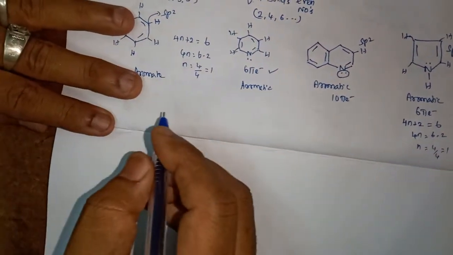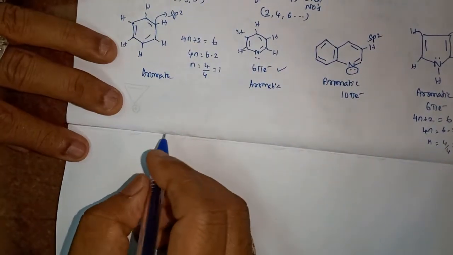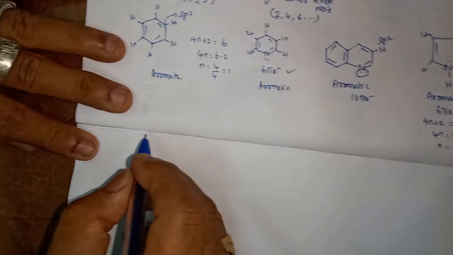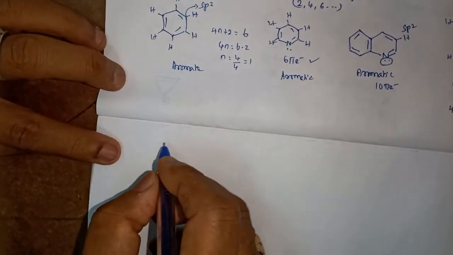One or two more compounds we see for aromatic. Whatever aromatic I take here, I take a 7-membered ring. You see what ring I take? 7-membered.